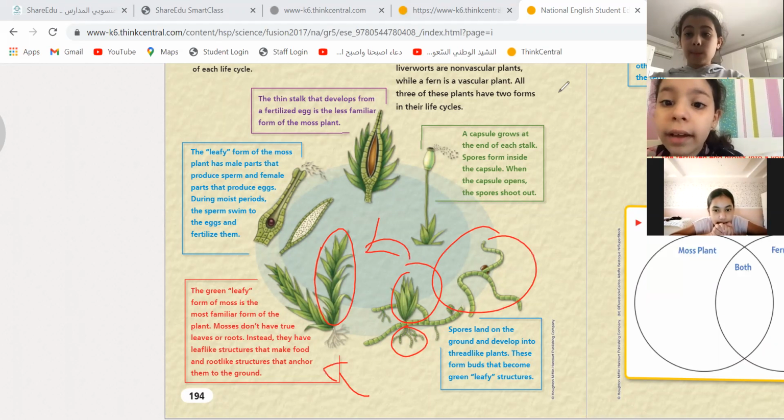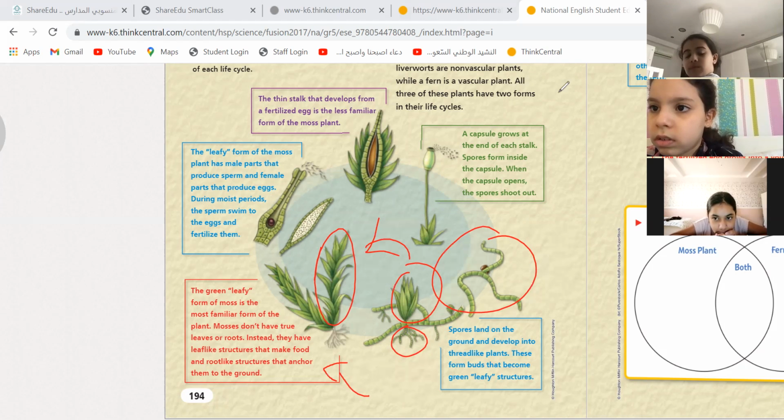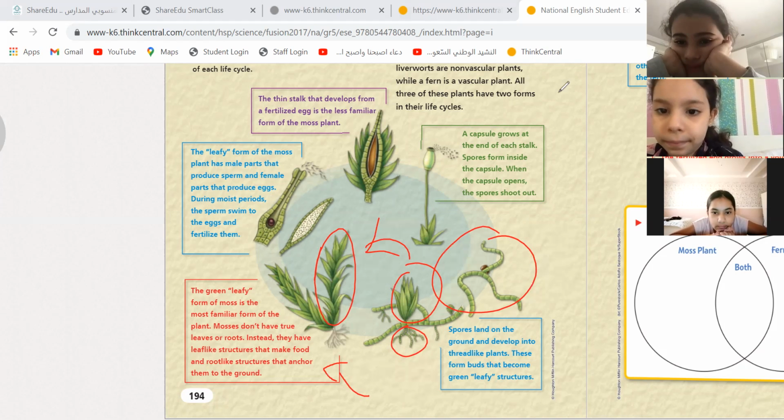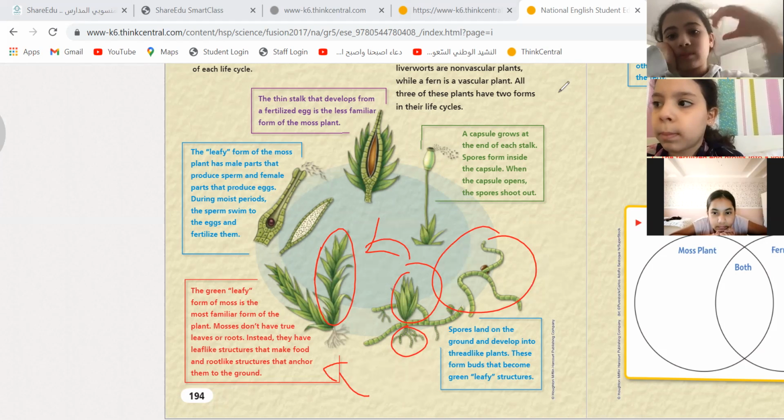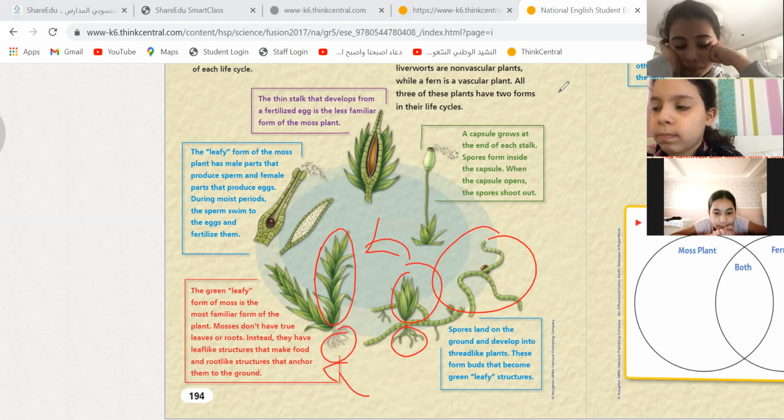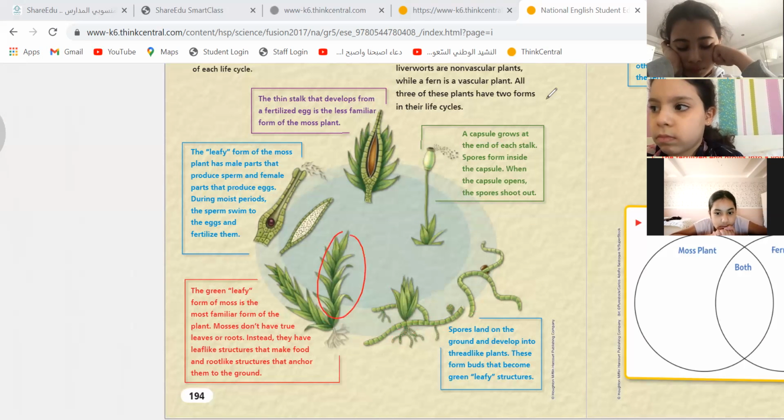It's not real leaves, it's leafy. We call it leafy. Most familiar form of plants, mosses do not have true leaves or roots. Instead, they have leaf-like structure that make food and root-like structure that anchor them to the ground. But they are very light, so if you want to grab them, you will easily grab them and tear them, okay? So these look like roots, but they are not really roots. And these look like leaves, but they are not really leaves, okay?